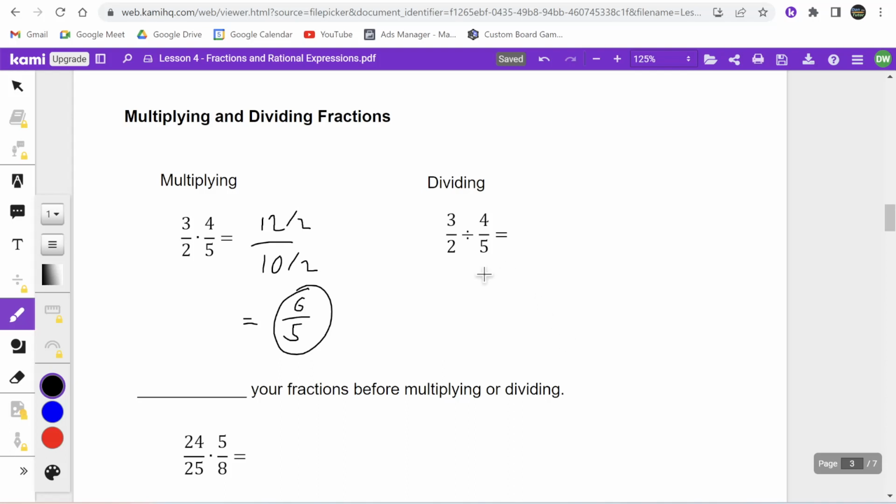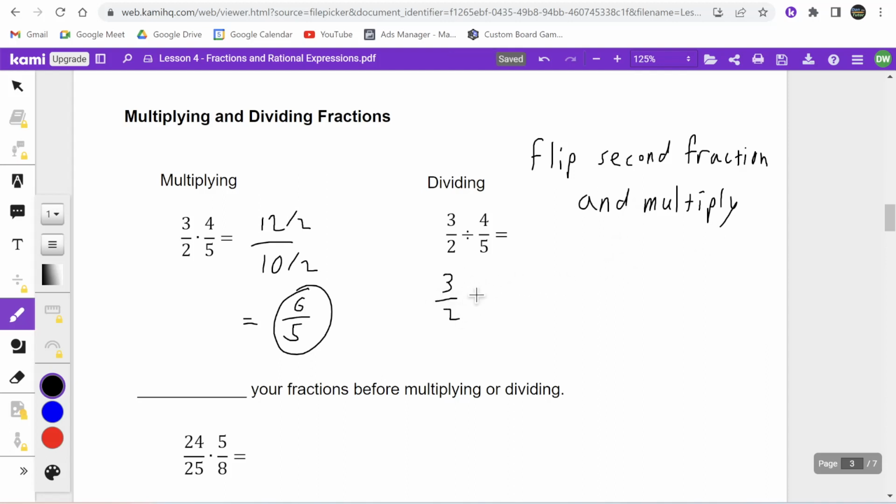And then for dividing, here's where you need to remember something. If you want to divide, flip the second fraction and multiply. That's the secret to dividing. Flip the second and multiply. In other words, this is the same thing as 3 halves times 5 over 4, because I flipped the second fraction. It's also called the reciprocal, by the way. So 3 halves times 5 fourths. Same idea: 3 times 5 is 15, 2 times 4 is 8. Does this reduce? No. So we're done.